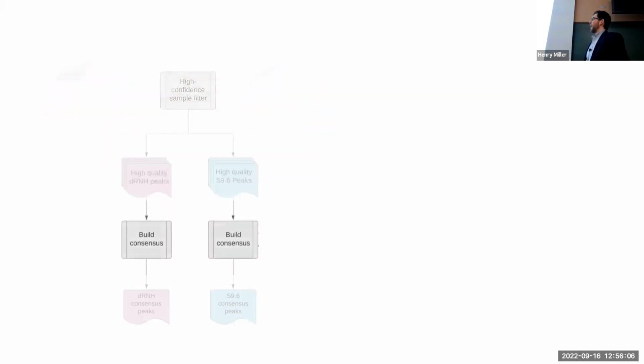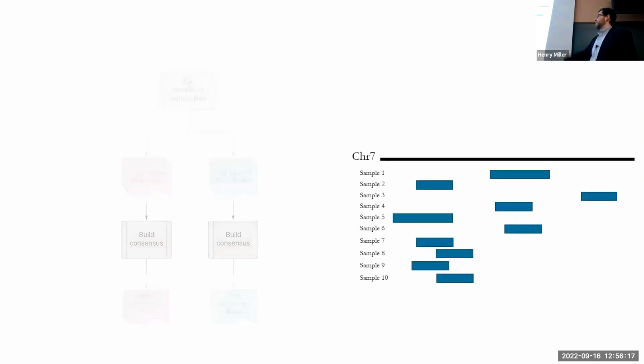So we took these high quality data sets and we used them to build consensus peaks, consensus R loop peaks. And I'm going to show you how that worked using a little illustration. Let's say that we're looking at a region of chromosome 7 here, and we've got 10 R loop mapping samples that all have peaks within this region. If we were to window the genome and count up the number of peaks overlapping each window, it would probably look something like this.